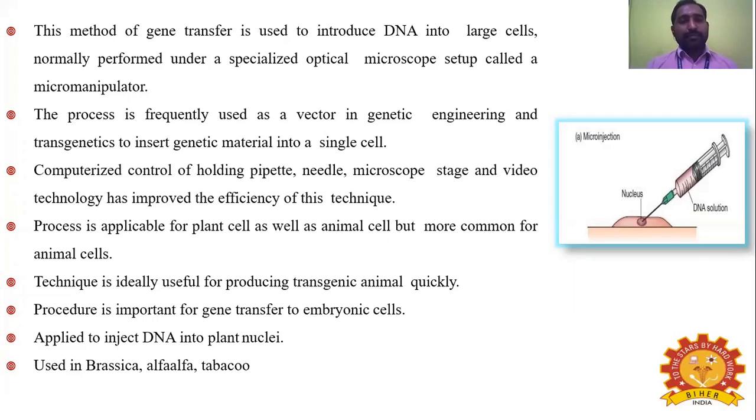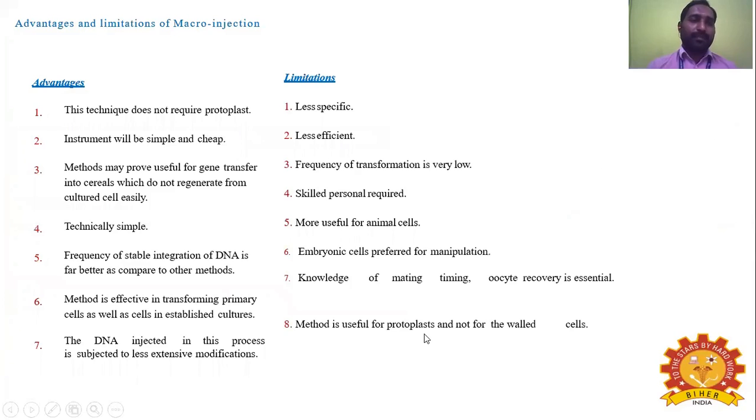the egg cell. This procedure is very important for gene transfer to embryonic cells, and it is also applied to inject DNA into plant nuclei, mainly in Brassica, alfalfa, and tobacco. We have already seen this, and here we have the picture. Here you can see the microinjection, nucleus, and DNA solution.